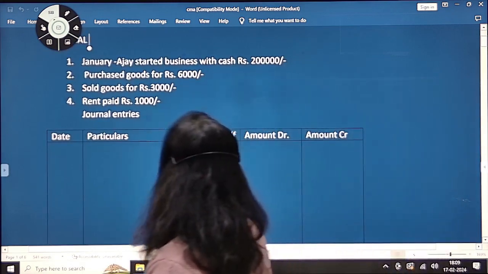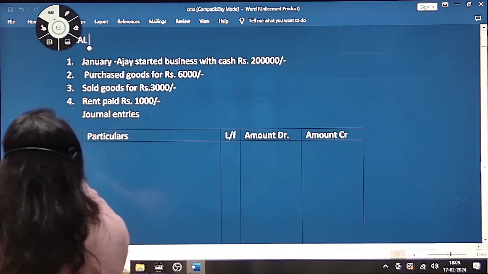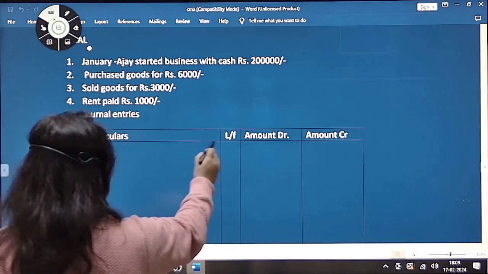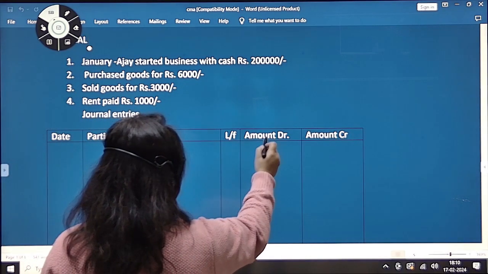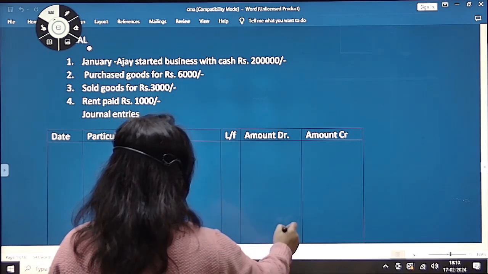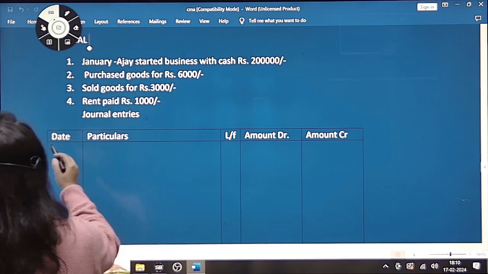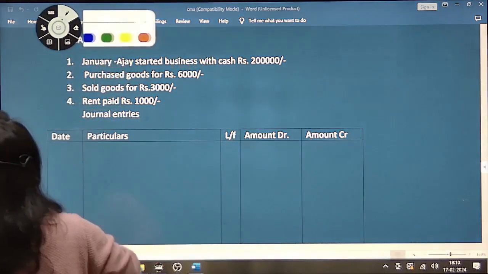So this is the format for journal entry: date, particulars, LF is ledger folio, amount. This is the amount debit column, and this is the amount credit column. So how do we give journal entries?